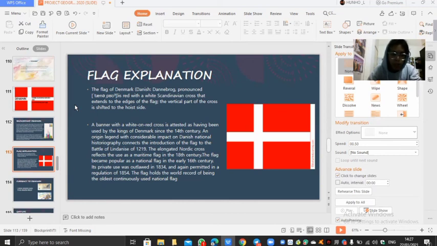The Nordic cross was used as a maritime flag in the 18th century. The flag became popular as a national flag in the early 16th century. Its private use was outlawed in 1834 and again in a regulation of 1855. The flag holds the world record of being the oldest currently used national flag.